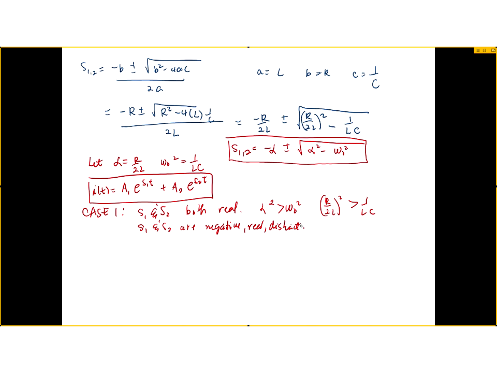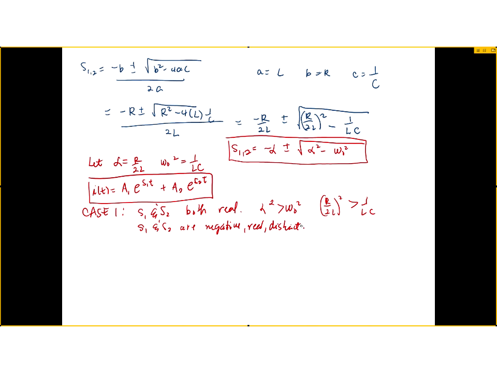So inside the square root sign, I have alpha squared, and then I decrease that before I take the square root. Therefore, the answer after I take the square root is definitely less than alpha. So even if I take the positive of something less than alpha, when added to the negative alpha, it would still give me a negative answer. So what we know is that not only are both real, they're both negative, right? And they're distinct, meaning they're not equal to each other.